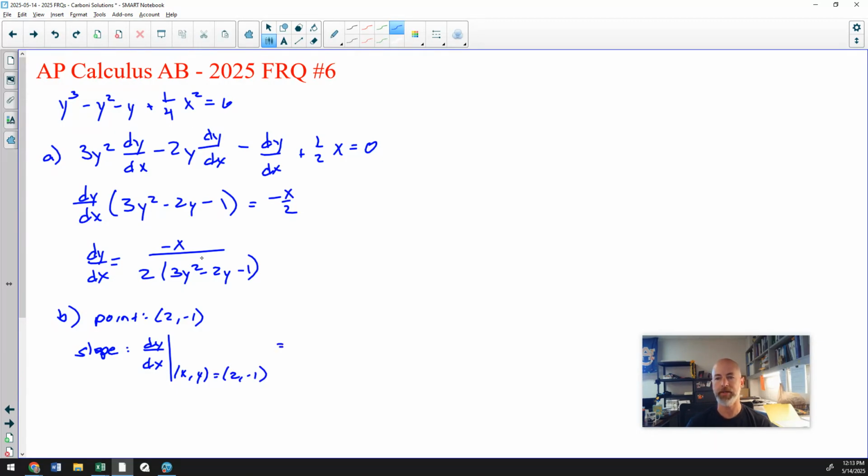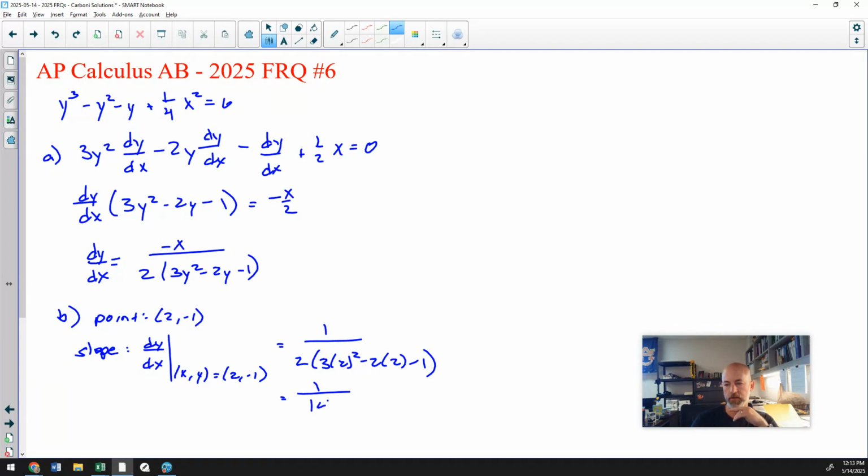And my derivative is negative x, so positive 1 over 2 times 3 times 2 squared minus 2 times 2 minus 1. I generally don't clean things up, but I'm going to use this in a tangent line, so I'm going to simplify that. So that's 1 over 2 times, see, that's 12 minus 5, 2 times 6.